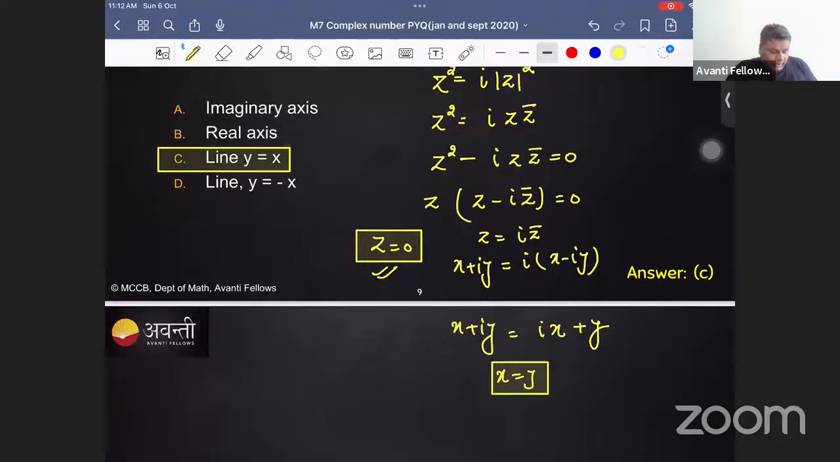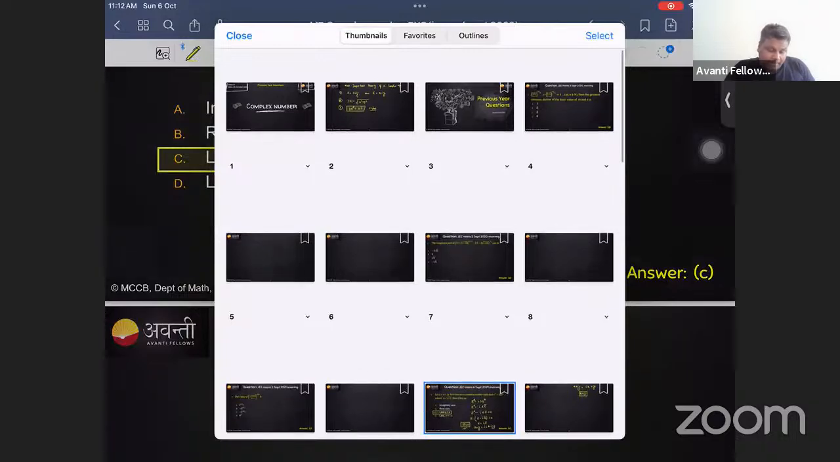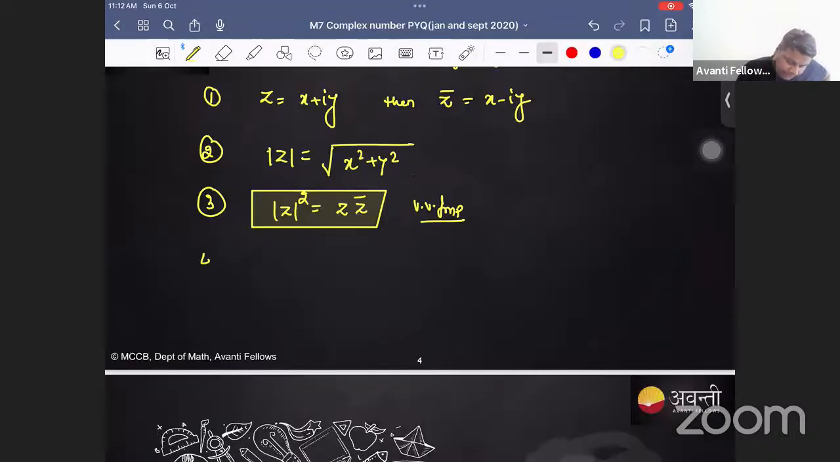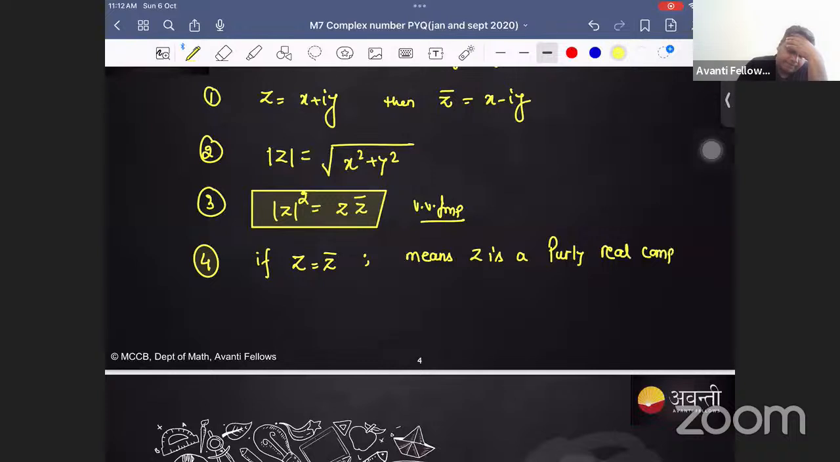Now, let's talk about more properties. Property number 4. If z equals z bar, so if a complex number is equal to its conjugate, that means what? That z is a purely real complex number. Got it? So if a complex number is equal to its conjugate, that means it is purely real.